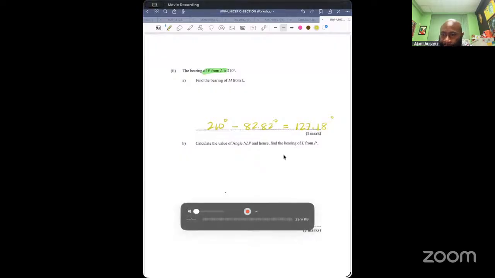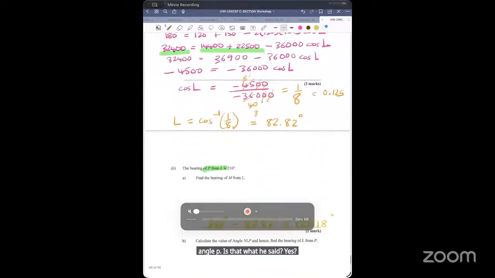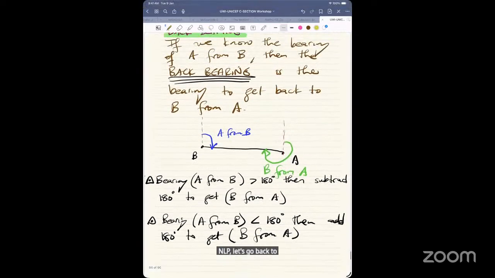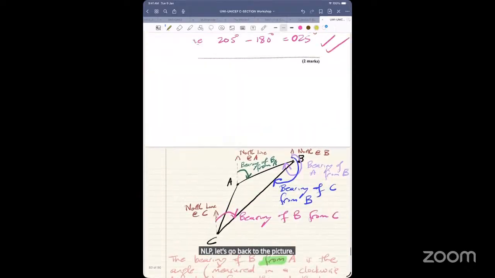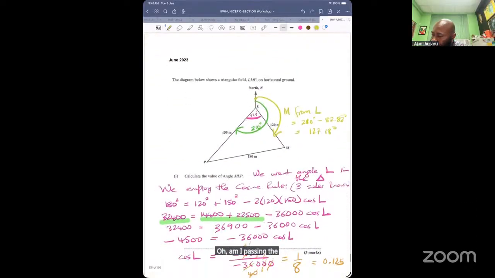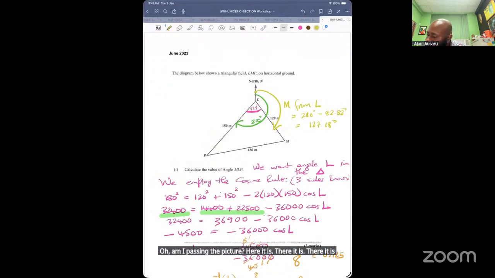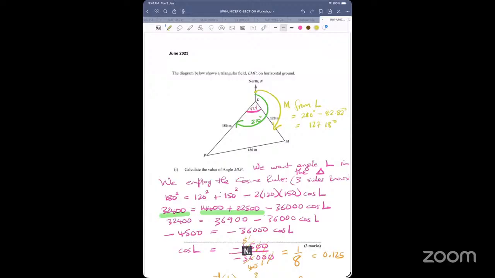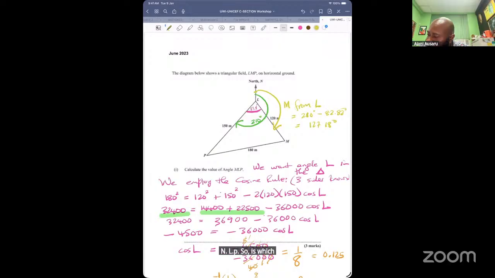Angle NLP. That's what he said? Yes, sir. Let's go back to the picture. Oh, am I passing the picture? There it is. Angle what? NLP. So which angle is that now?